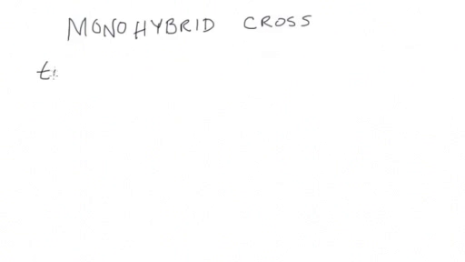Today we're going to use a Punnett square to solve a monohybrid cross problem for one individual trait. As an example, we're going to use an example Mendel used in looking at his pea plant experiments. The individual trait we're going to look at is seed color.